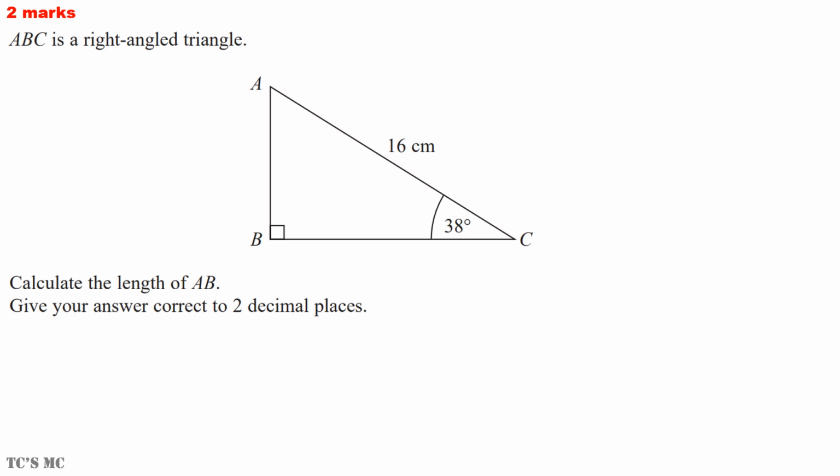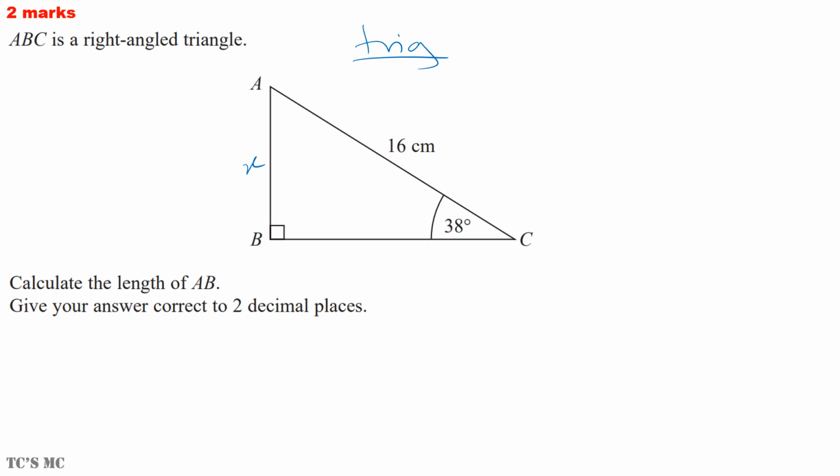ABC is a right-angled triangle. Calculate the length of AB. Give your answer correct to 2 decimal places. I'm going to put an X over here for AB. I am working with 2 lengths and an angle, which means this must be trigonometry.